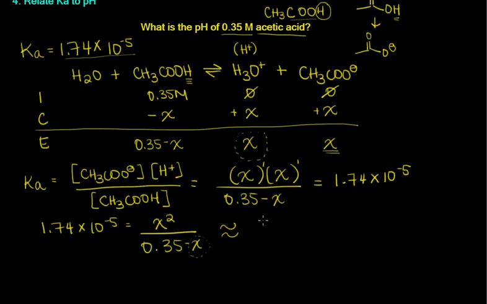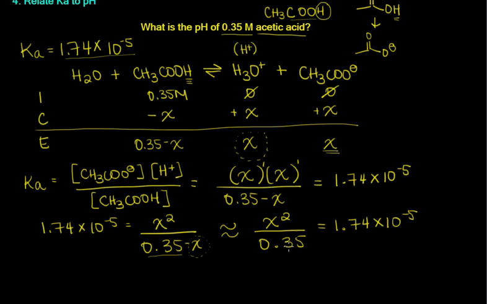Top stays the same. But because this is so much larger than this x value, we can just assume that the major contribution is from the 0.35, the big concentration, and it loses so little that it doesn't matter. We can go back later and verify that this is indeed less than 5% of this value, if you'd like. So now we've got this equation, x squared over 0.35 equals 1.74 times 10 to the negative fifth.